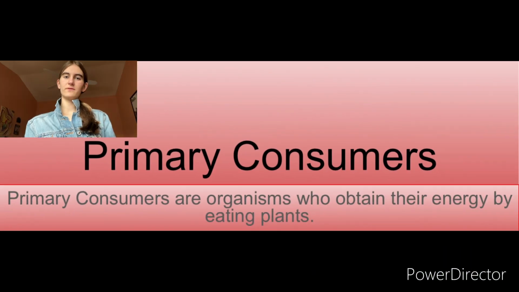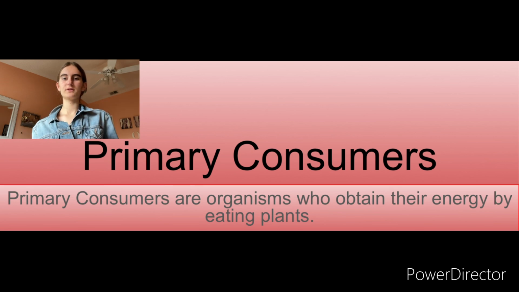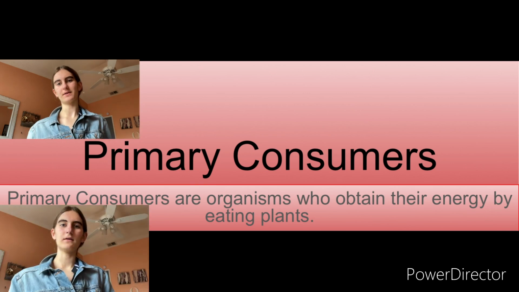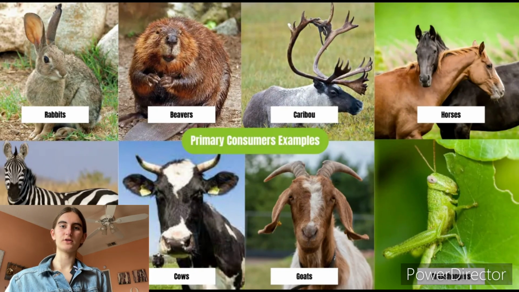On the second trophic level, above producers, are primary consumers, also known as herbivores. Primary consumers are organisms who rely on consuming plants to obtain their energy. A few examples of primary consumers are deer, zebras, cows, goats, rabbits, caribou, grasshoppers, and beavers.